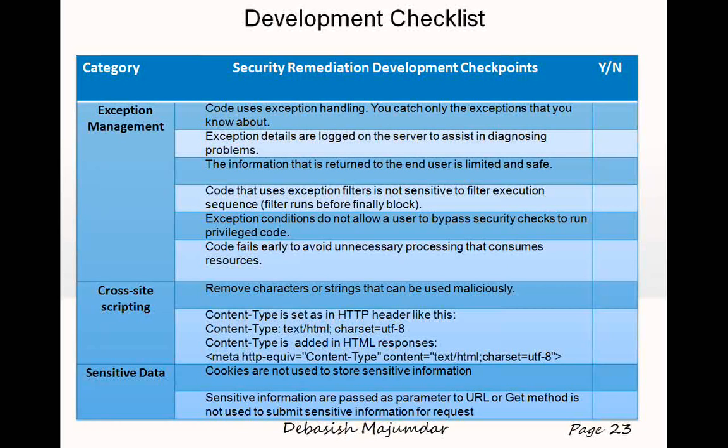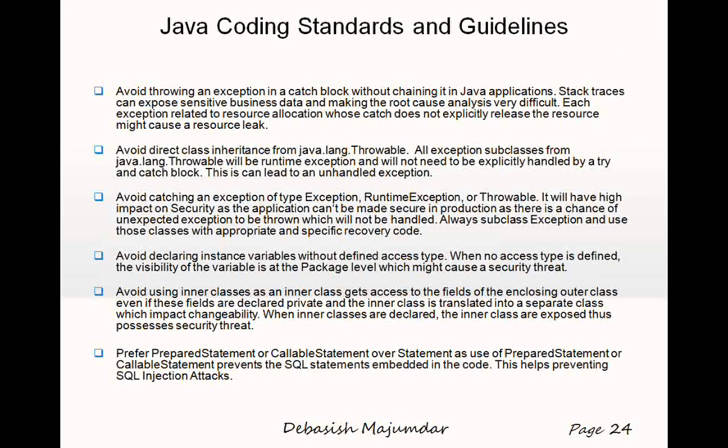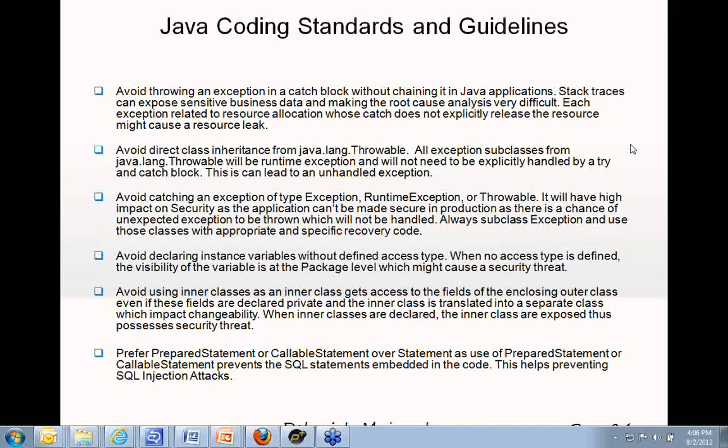Avoid throwing an exception in a catch block without chaining it in Java applications, because the stack traces can expose sensitive business data as well as make root cause analysis very difficult. So we need to avoid throwing an exception in the catch block. Avoid direct class inheritance from java.lang.Throwable. All the exception classes will not be declared by try and catch block, which could lead to unhandled exceptions.